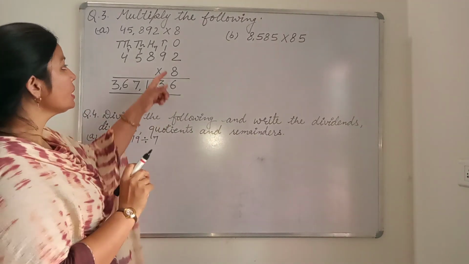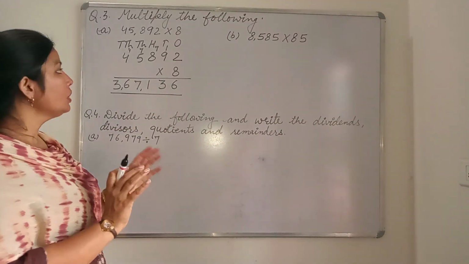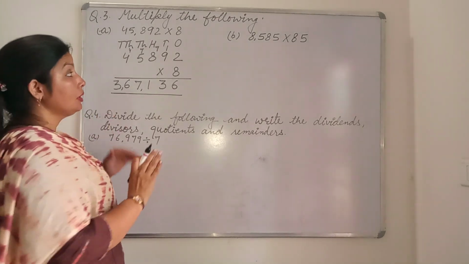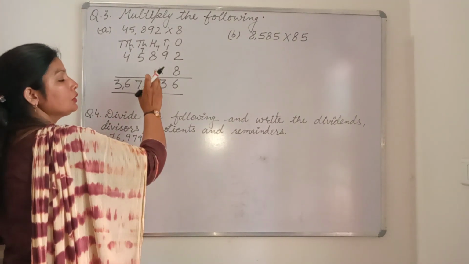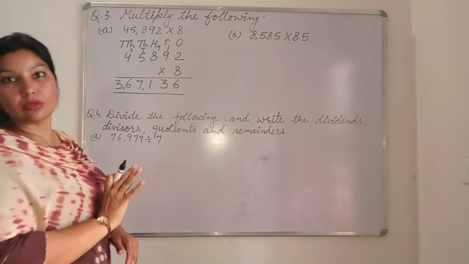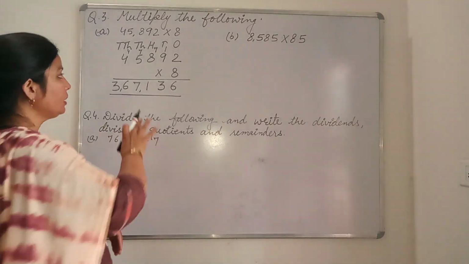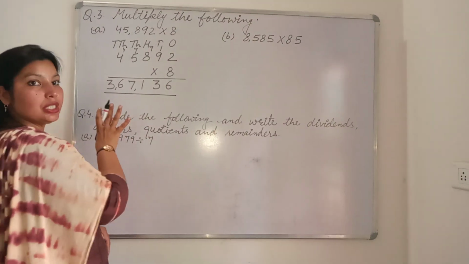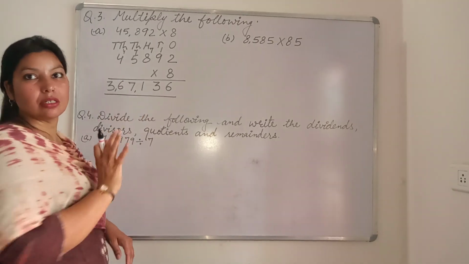Why do we finish here? Because here we have only a single digit. So here our answer finishes. But if we have 2 digits here, then we should multiply by the tens column also. Okay, but here our answer is finished. Our question is finished. That's our answer.